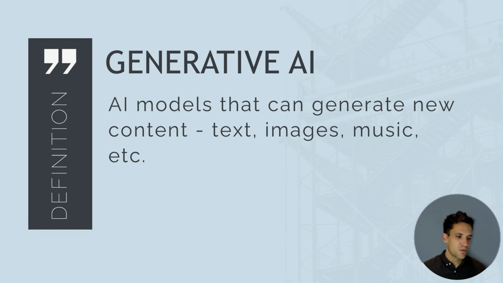So we're going to start off with an important definition. What is generative AI? Generative AI are AI models that can generate new content, so anything like text, images, music, those sorts of things. Any sort of AI tool that's generating new content is broadly classified as a generative AI.